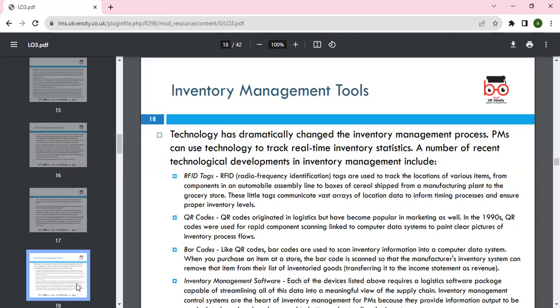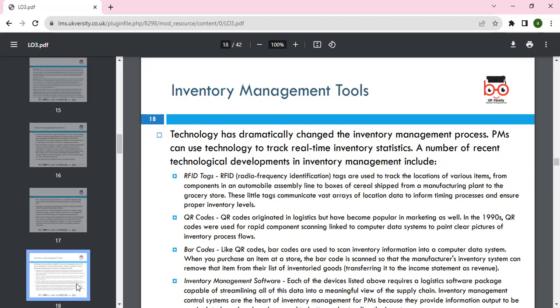Radio frequency identification is a tag used to track the location and variation of items and components in automated assembly lines, boxes, serial numbers and manufacturing plants. That's how QR codes are becoming very popular. They originated in logistics, but have become popular in marketing as well.